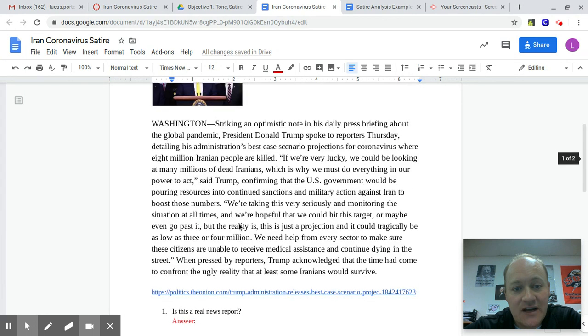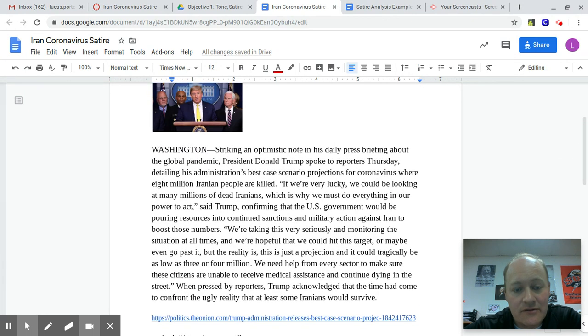Now, is it possible in this kind of writing that your analysis could be longer than the article itself? Yes, because you're explaining what they're talking about.